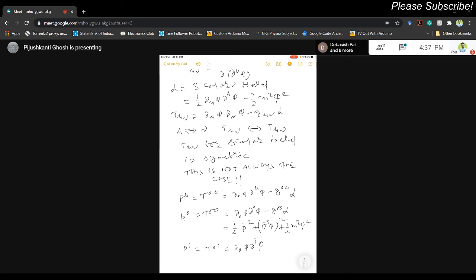Next part, what I did is I explicitly considered the scalar field. I know that it's invariant under translational symmetry, space-time translation, and I derived Noether's theorem. From Noether's theorem, I have explicit expressions for P0 and Pi. P0 appears because of invariance under time translation, and Pi appears because of space translation. Okay, I stop here and I take your questions.